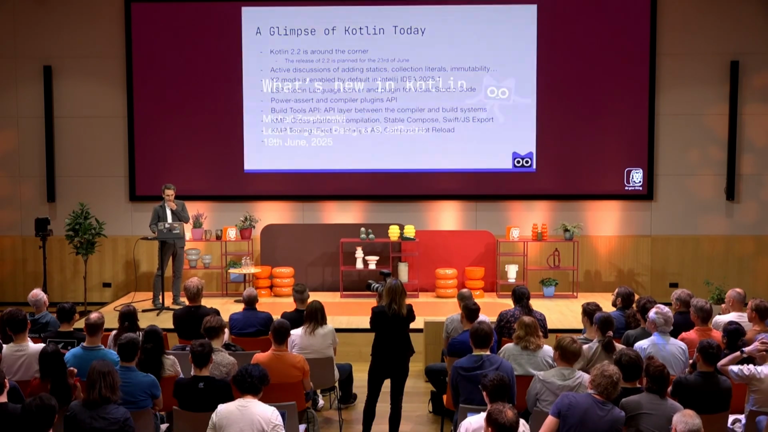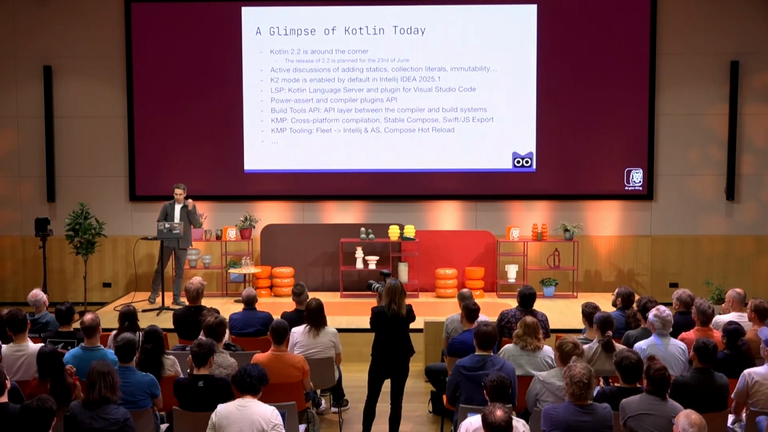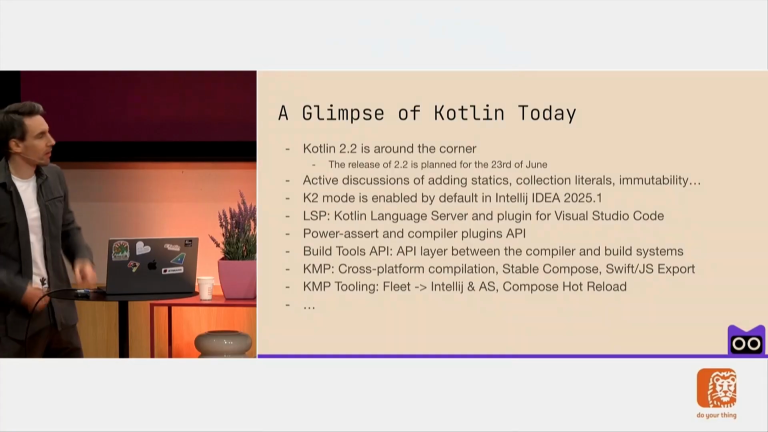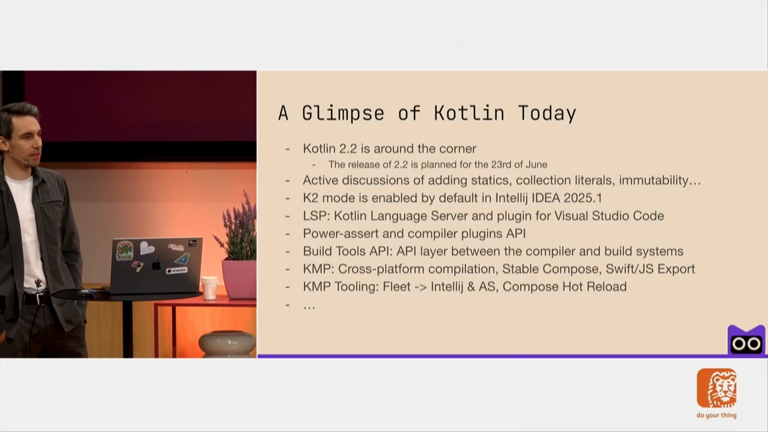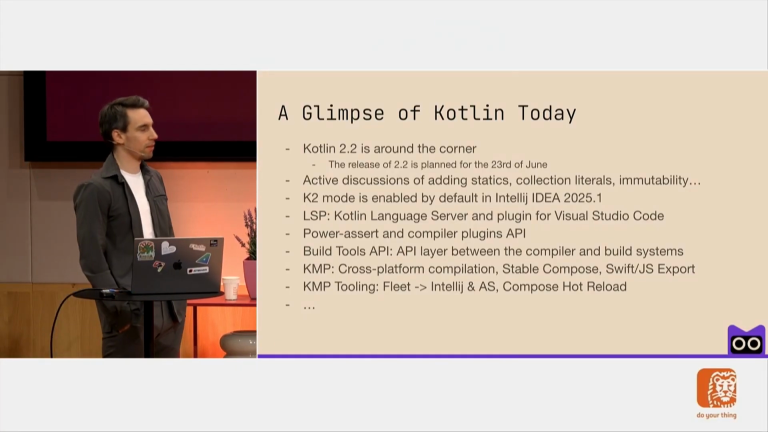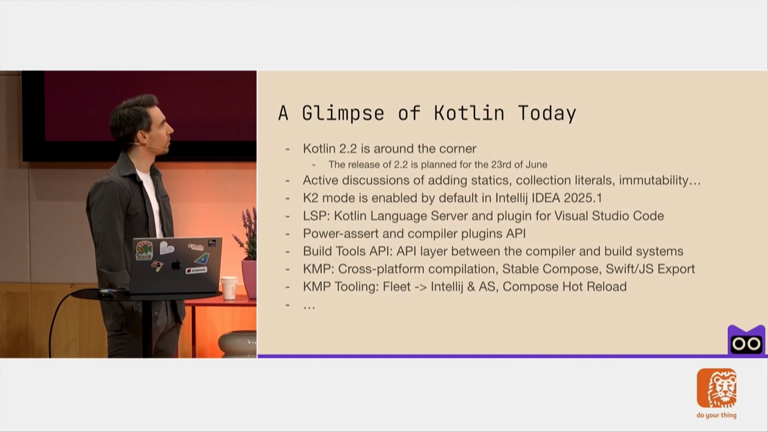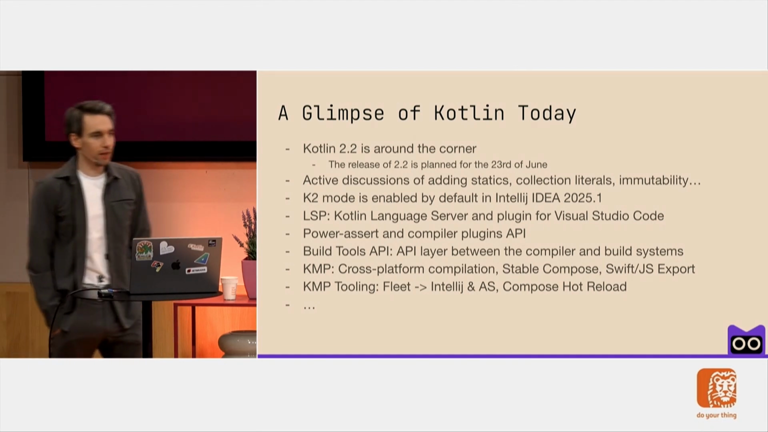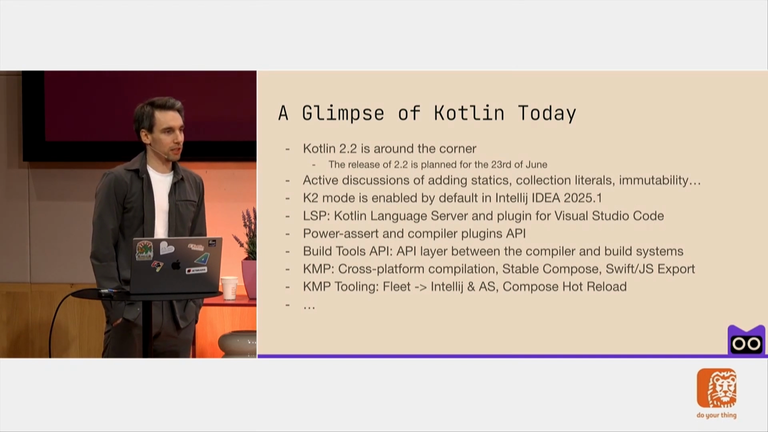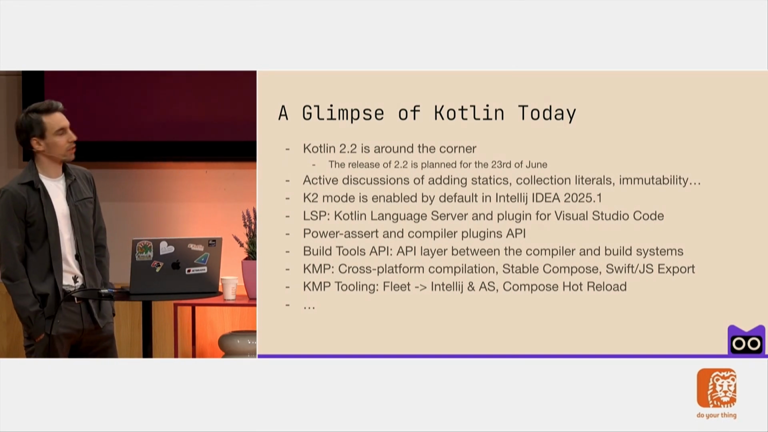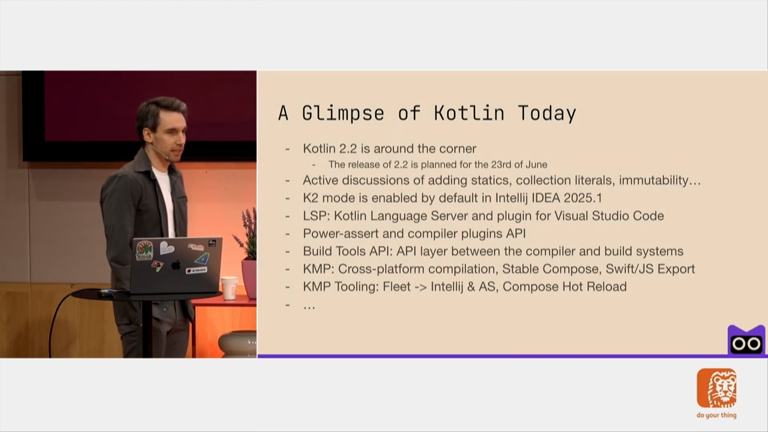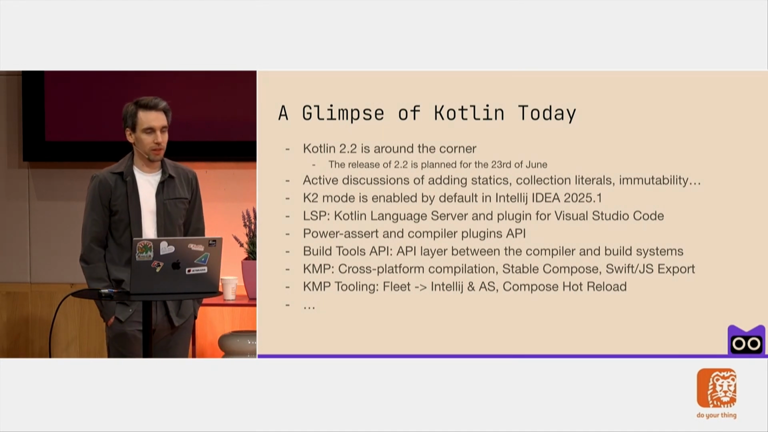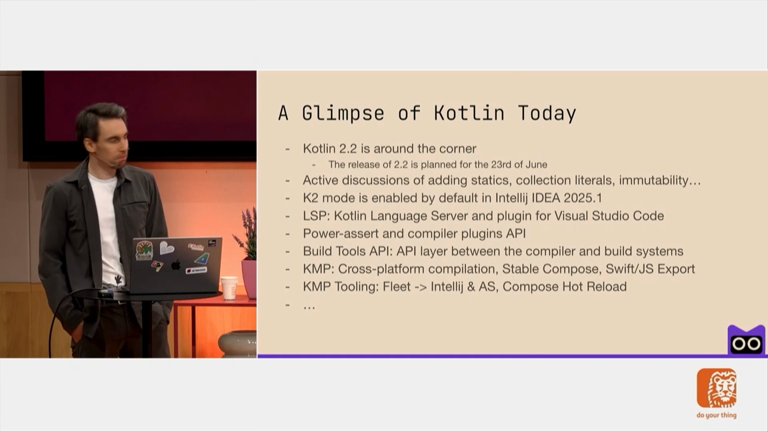From the top of my mind, I can start with Kotlin 2.2, which is around the corner. It's a new release where we stabilized a few language features, made a few library updates, a lot of tooling stuff, and so on. Also, today we have quite a few active discussions about larger language features such as statics, collection literals, and immutability, which are happening in our KEEP discussions in public.